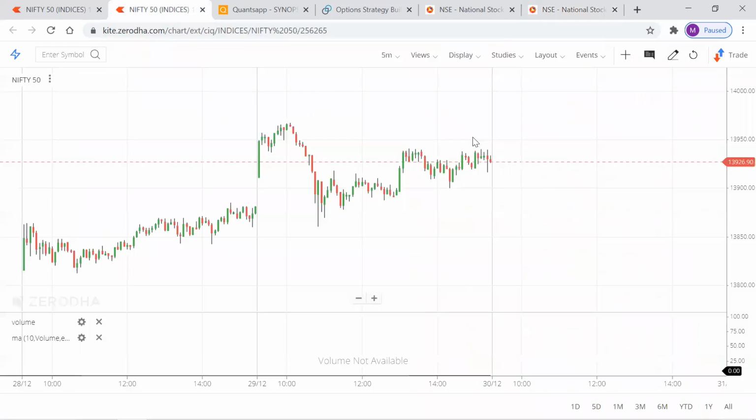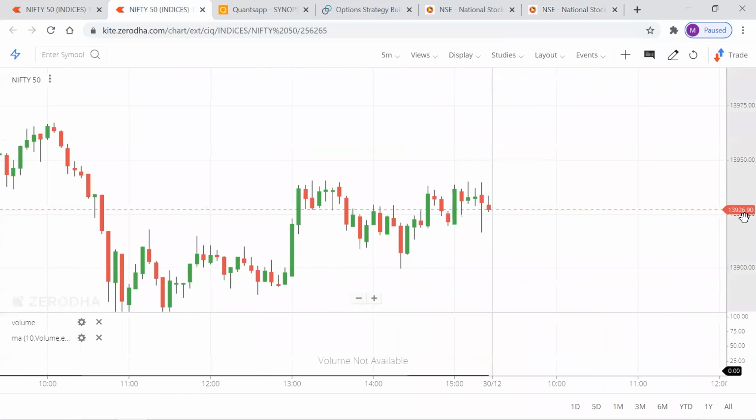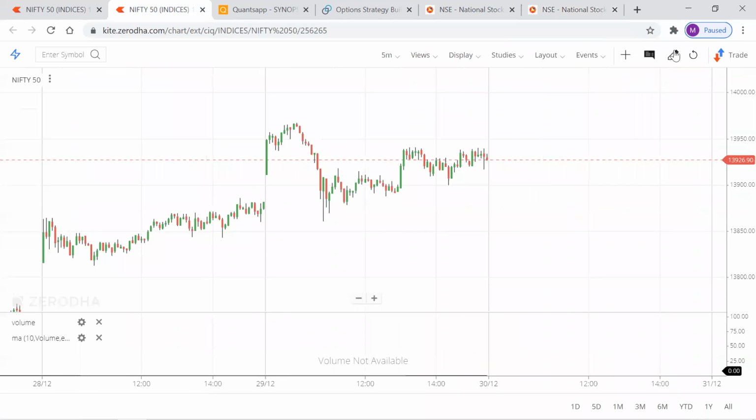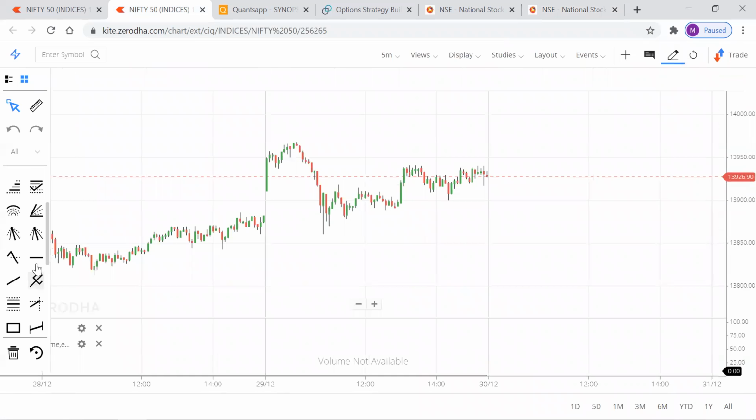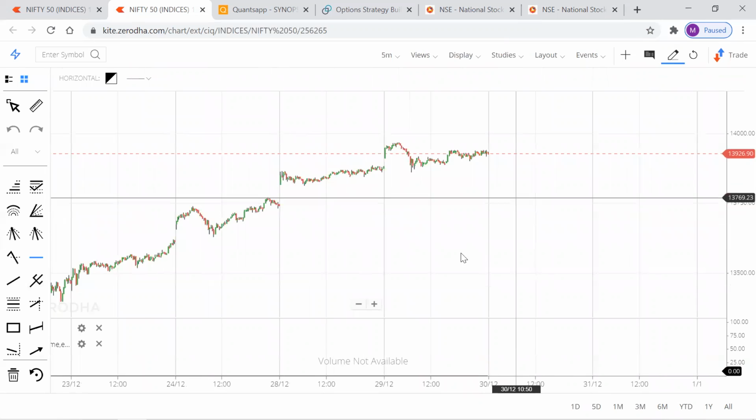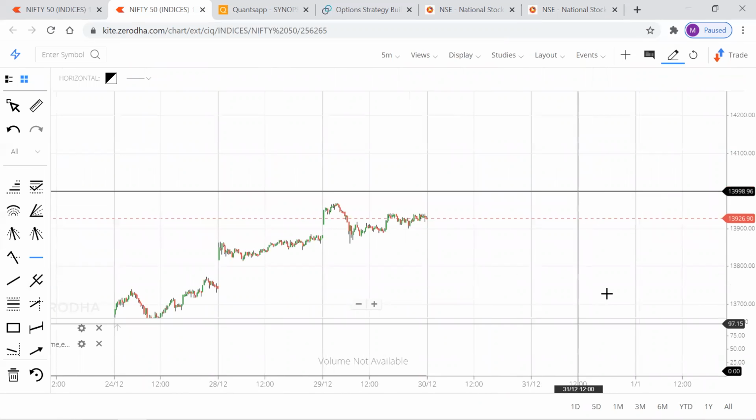Current price is 13,926. The current price of Nifty 50 is 13,926, and you are estimating that the Nifty 50 will cross 14,000 before 31st of December. Where is 14,000? This is 14,000.